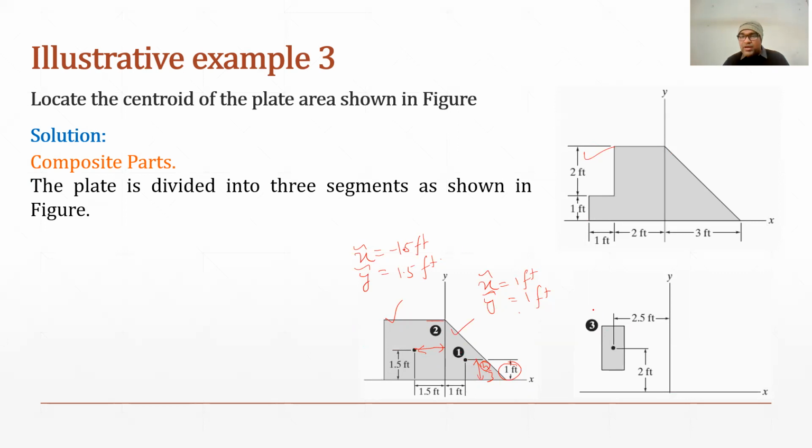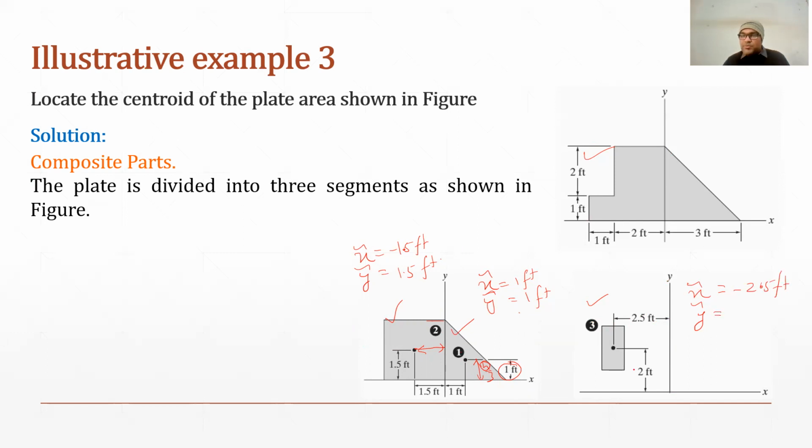Similarly, if we try to find out x bar and y bar for area 3, x bar will be, again you can see it is on the left hand side, so x bar will be negative 2.5 feet.